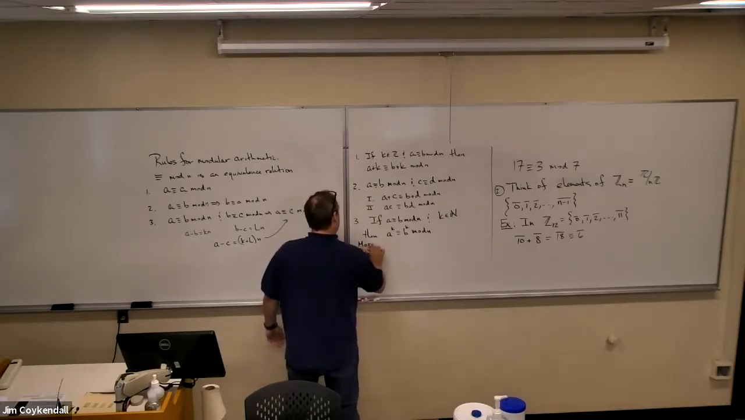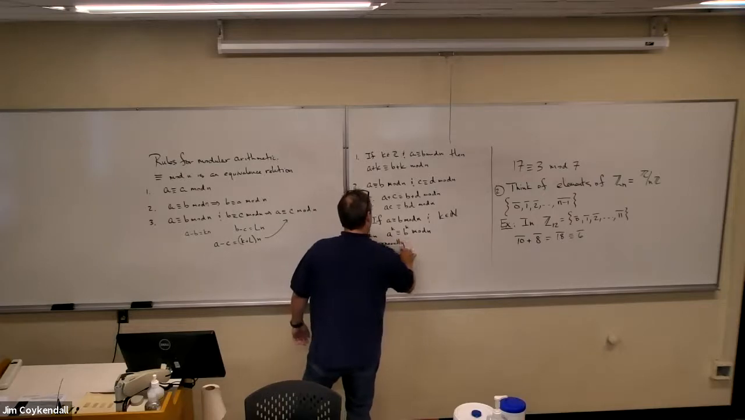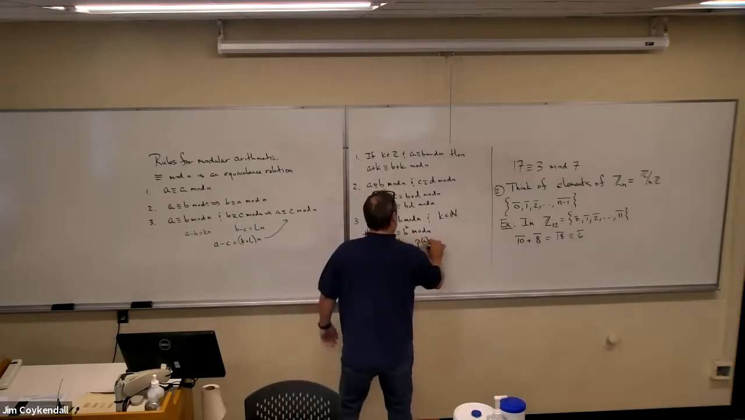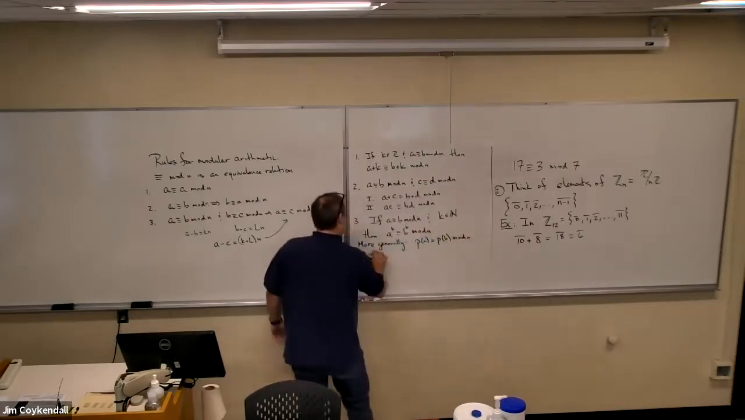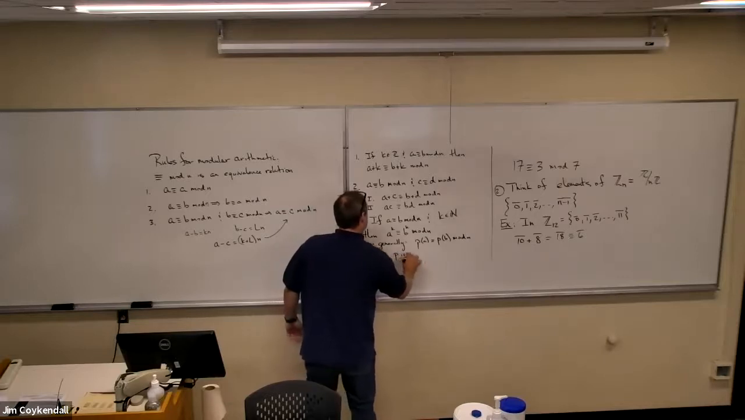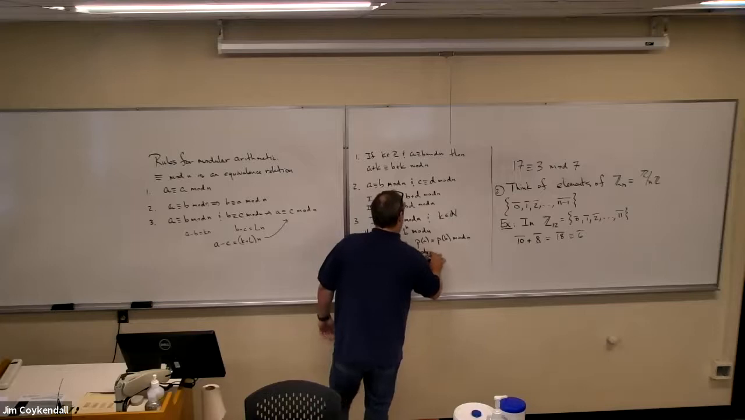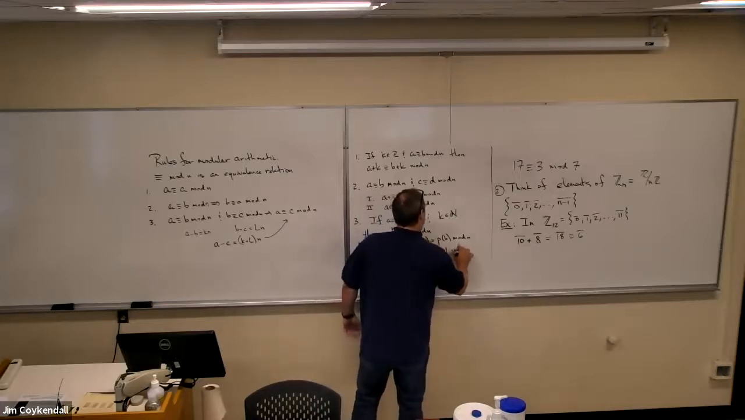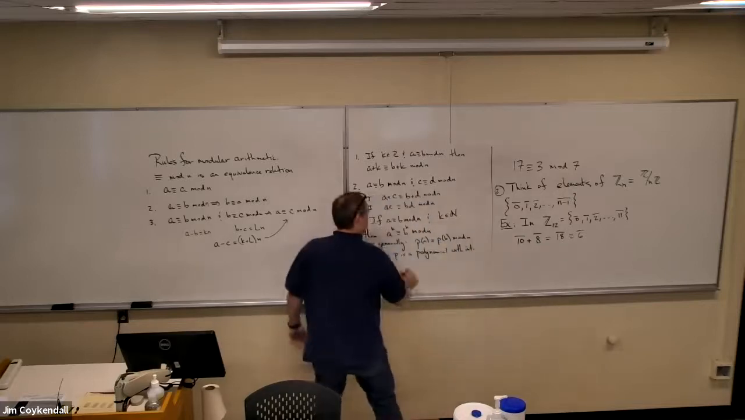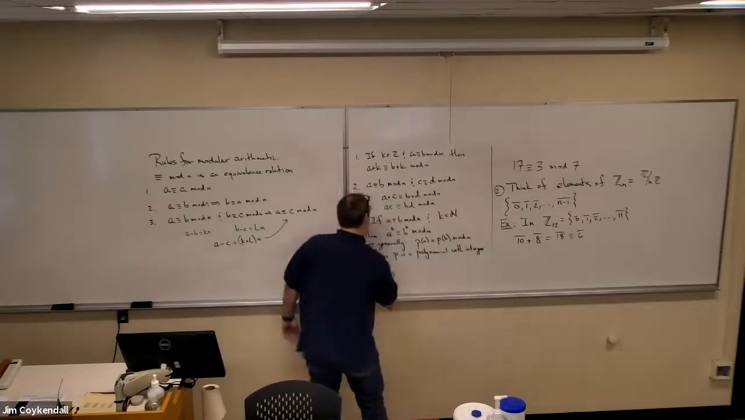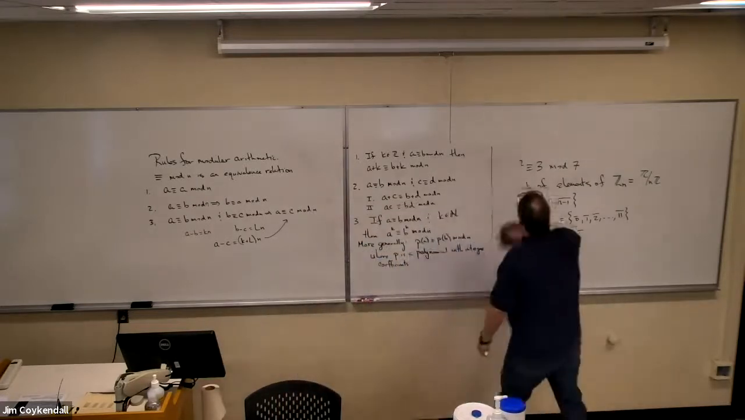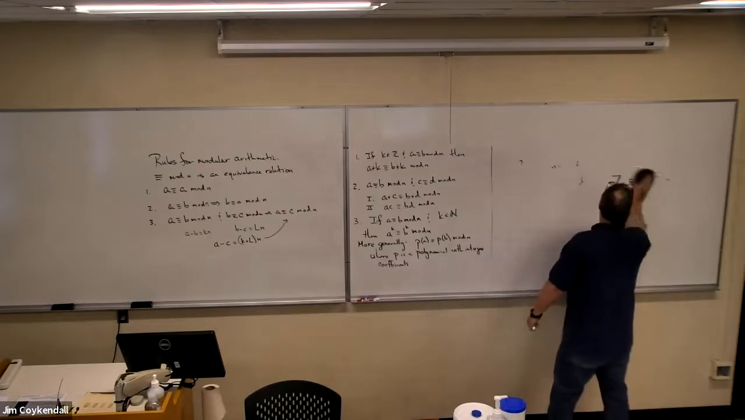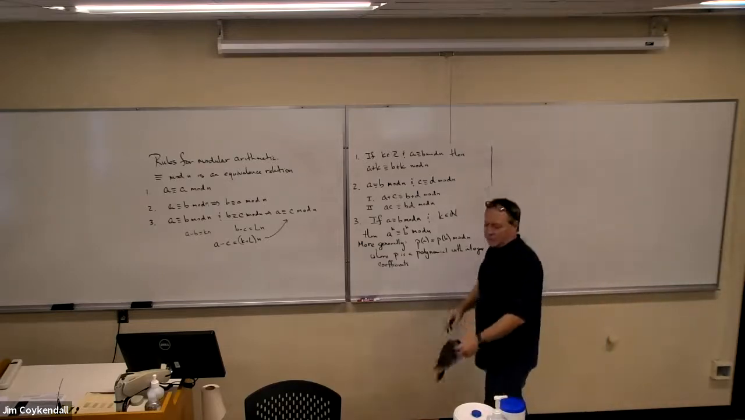More generally, P of A is equivalent to P of B mod n, where P is a polynomial with integer coefficients. So let me illustrate what I mean by that last remark there. Maybe we'll kind of do this in action.